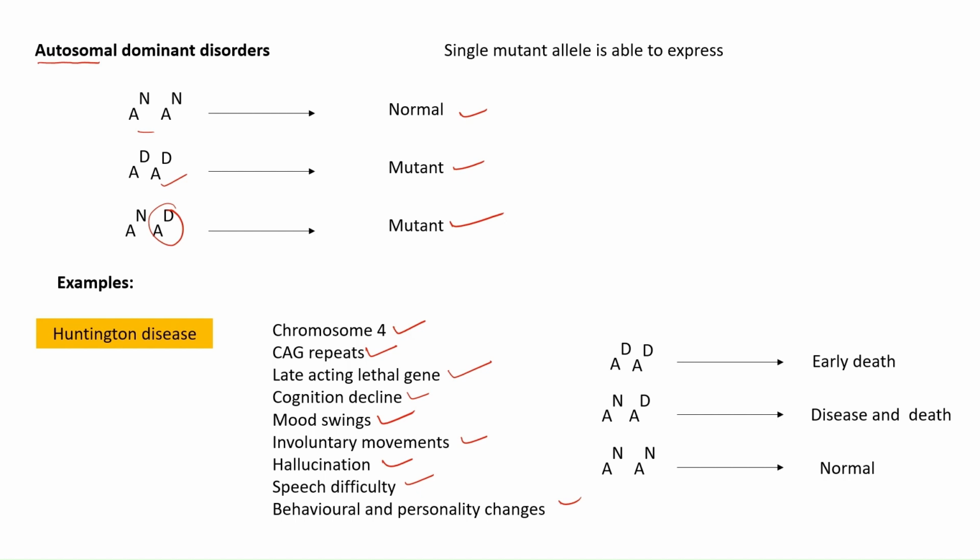Now, because this is a dominant disorder, when both the alleles are defective, the individual will have early death. If one dominant allele is present and another normal allele is present, then the individual will get the disorder and will die, but not early; it will be a late death. When both the alleles are normal, the individual will be normal.